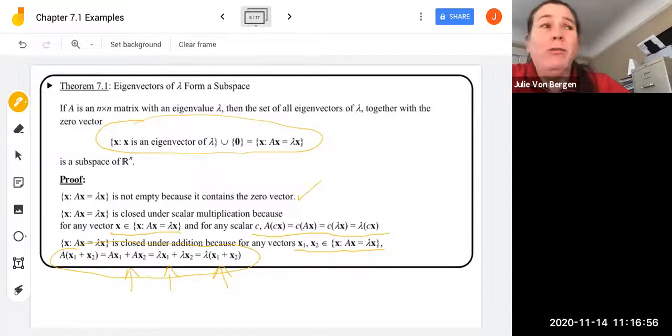In the next video, we're going to see how to find eigenvalues both by hand and by using SymPy technology.